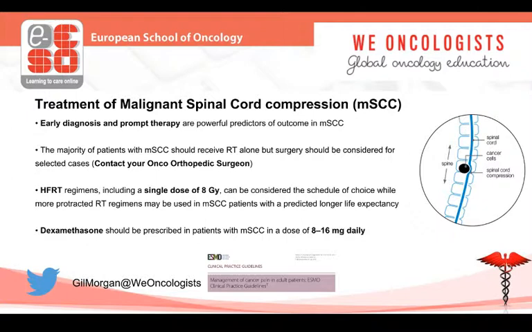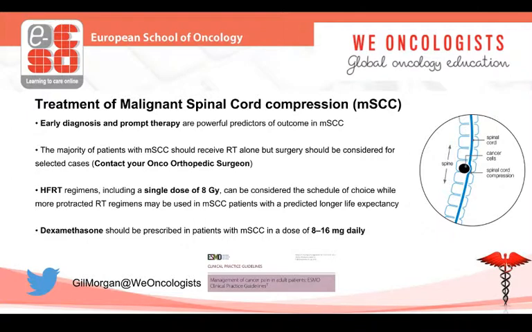Malignant spinal cord compression occurs where cancer grows in or near the spine and progresses in the spinal cord and nerves. Early diagnosis and prompt therapy are powerful predictors of the outcomes in malignant spinal cord compression. The symptoms of MSCC are back or neck pain, numbness or pins and needles in your toes, fingers, or buttocks, feeling unsteady on one's feet, and bladder and bowel problems.